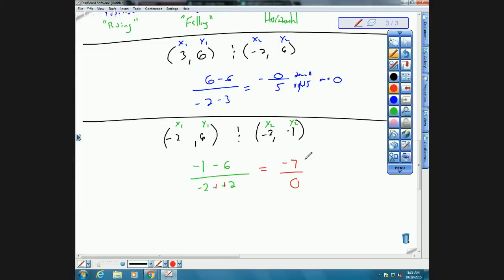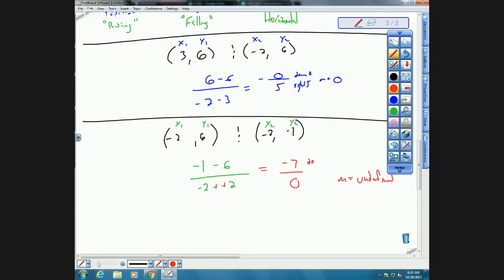So what is any number divided by 0? No, 0 divided by any number is 0. Undefined. It is undefined. Do that in the calculator and it will say error. Okay. So any number divided by 0 is undefined. So our slope here is undefined. Well, what does that mean?